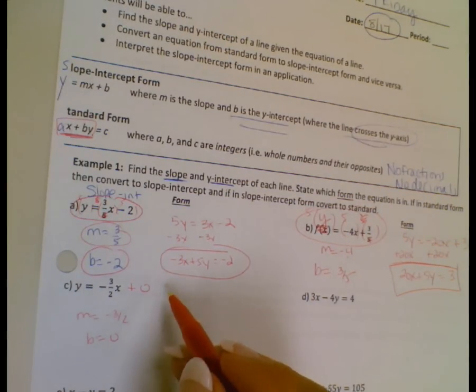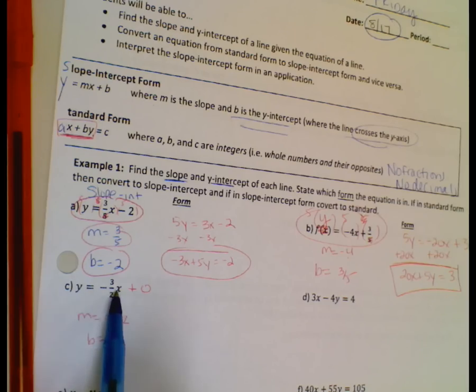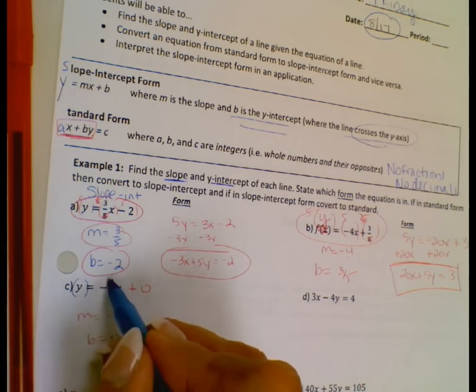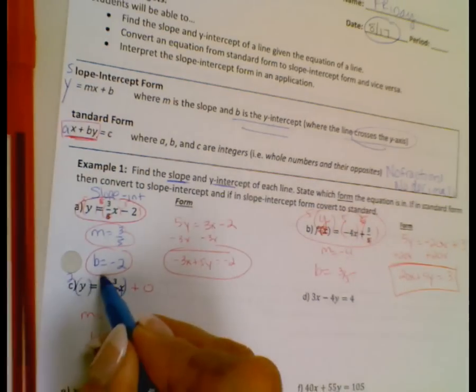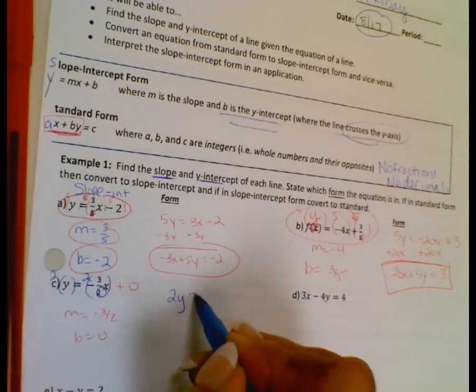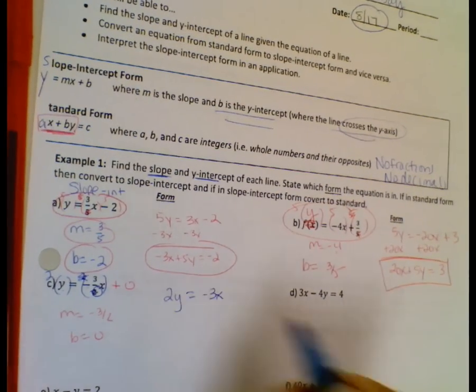To put it in standard form, what do you think you can multiply both terms by to get rid of this 2? Because you have to get rid of the fractions. You should multiply both sides by 2, because that's the common denominator. What's 2 times y? 2y. Cancel your 2s, and you end up with negative 3x.